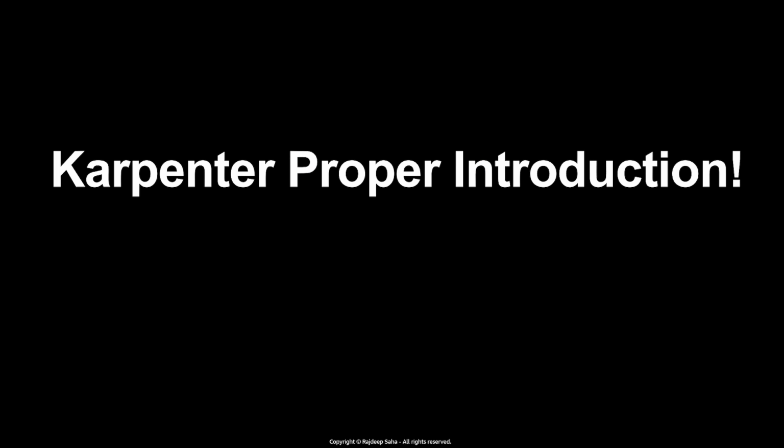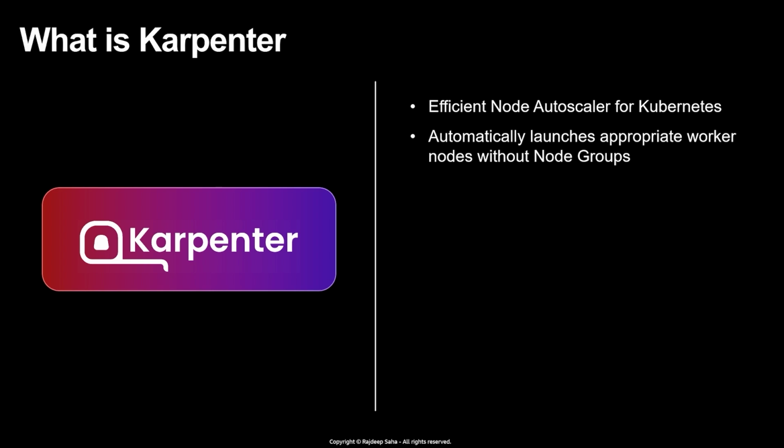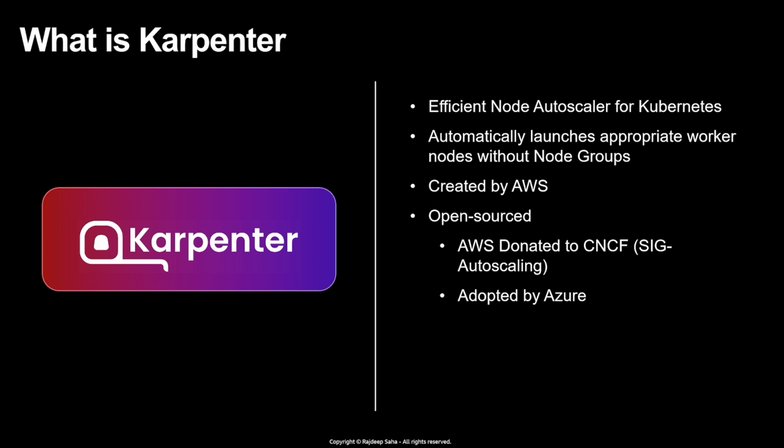All right, so let's properly introduce Karpenter. So what is Karpenter? Karpenter is an efficient node autoscaler for Kubernetes. Karpenter scales the worker nodes, and it does it faster than the existing cluster autoscaler. Karpenter can automatically launch appropriate worker nodes without creating or managing any node groups. Karpenter is created by AWS. However, Karpenter is open source. AWS donated Karpenter to CNCF, and it is one of the CNCF projects now under SIG Autoscaling.